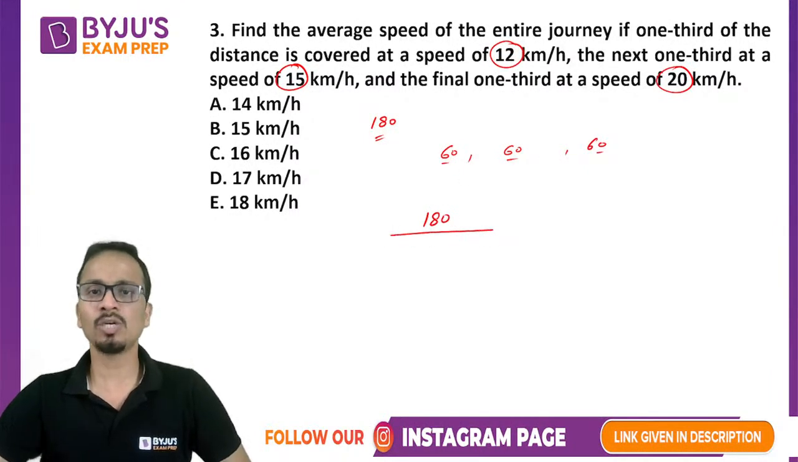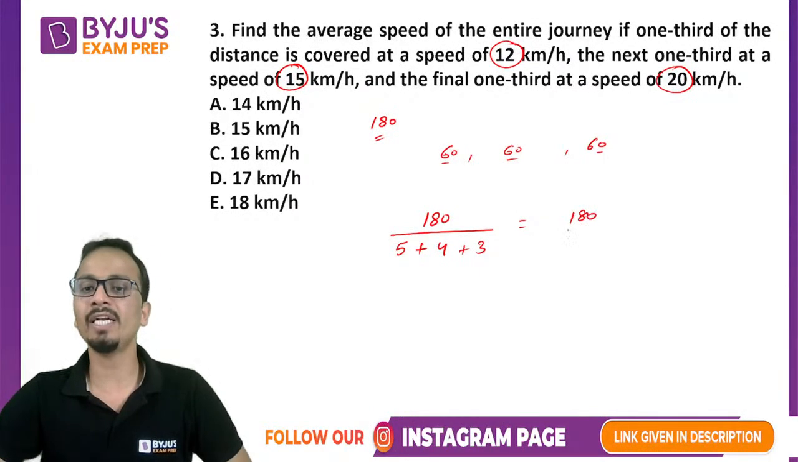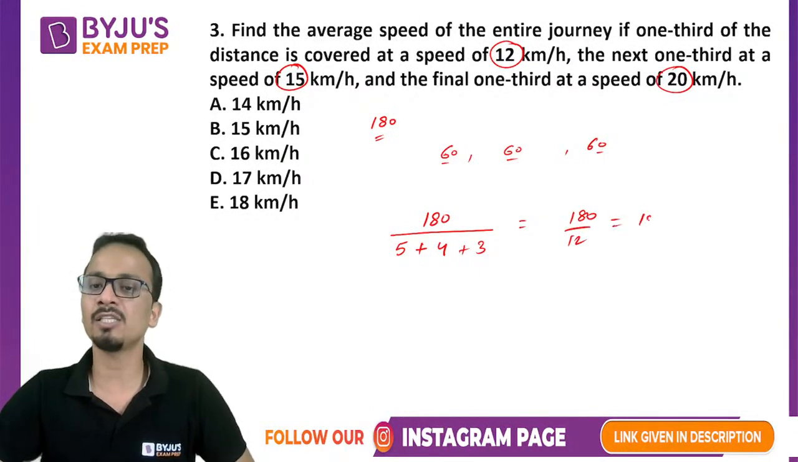So if I take 60, 60, 60, then the total distance is 180 divided by the total time taken. The total time taken in the first case will be 60 divided by 12, that is 5. In the second case, 60 divided by 15, 4. And then 60 divided by 20, that is 3. So average speed is total distance upon total time. So 180 upon 12, and the final answer will be 15.